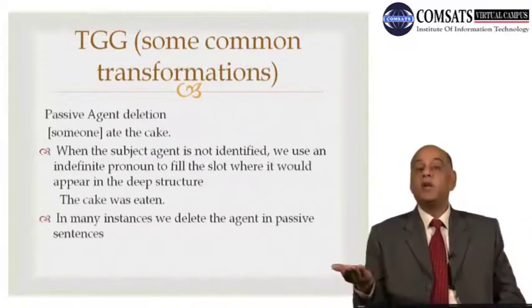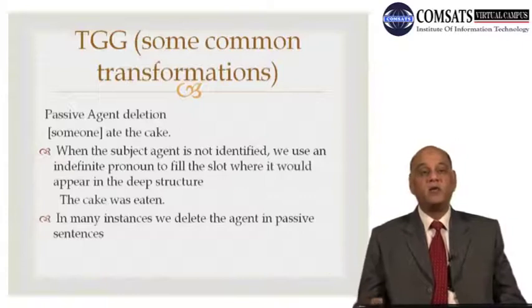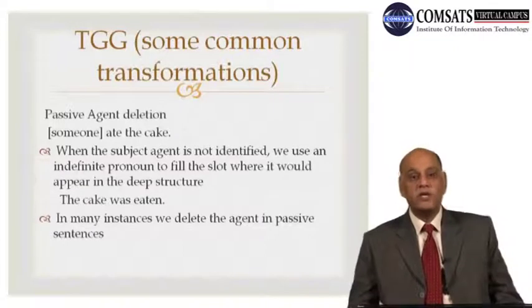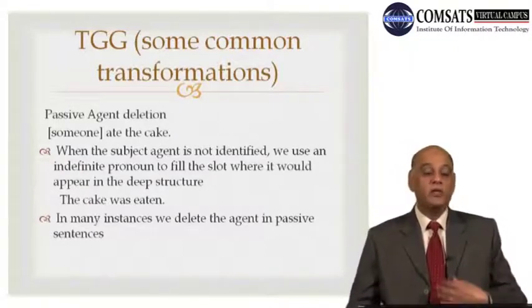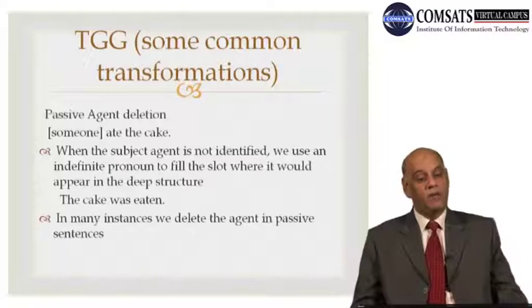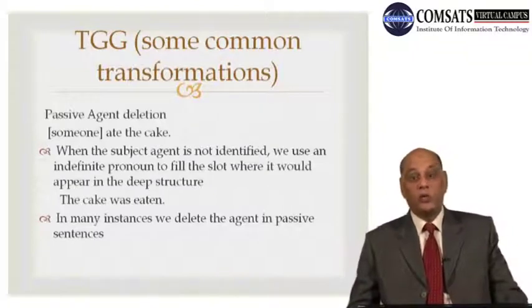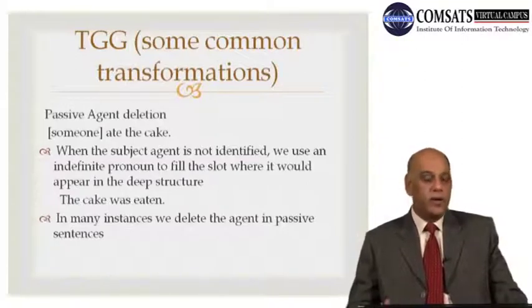We see sometimes in passive voice sentences that we don't find the action doer; the subject is not there. For example, we have written an example here: someone ate the cake. Someone is missing here, you have to introduce the action doer here. When the subject agent is not identified, who ate the cake, we use an indefinite pronoun to fill the slot where it would appear in the deep structure.